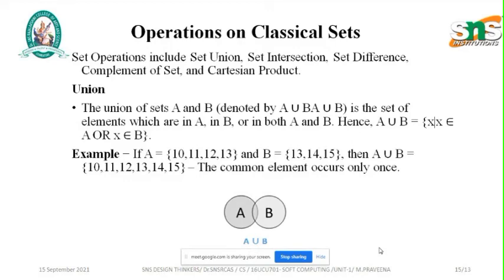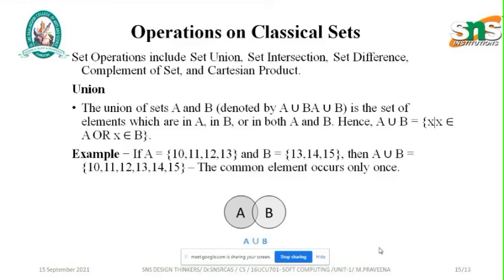Here, A union B means we combine all the elements present in set A and also the elements present in set B. So A ∪ B = {10, 11, 12, 13, 14, 15}. The common elements are given only once. That is called A union B.